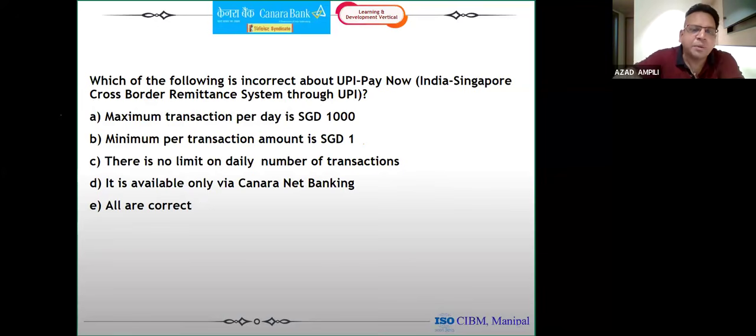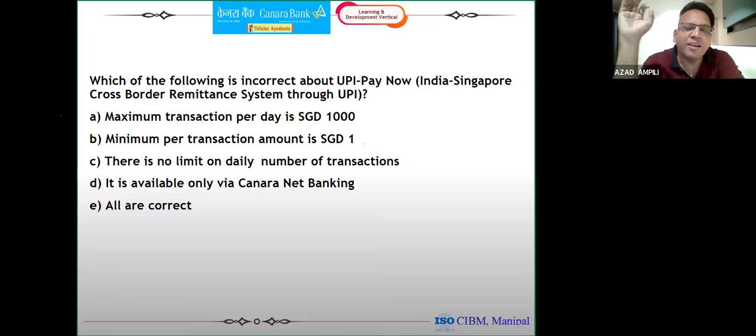Yes. Maximum transaction per day, Singapore dollar, 1,000. Minimum, Singapore, there is no limit on daily number of transactions. It is available when. So all are correct. Everybody is saying all are correct only. Now Lakshmi is having a different point of view. Now the answer is changed. You people are very smart, very fast in changing your answers.